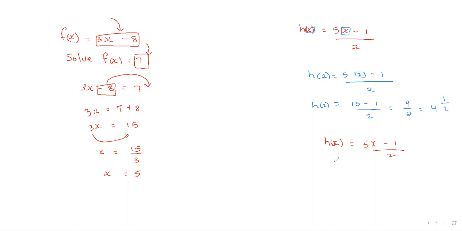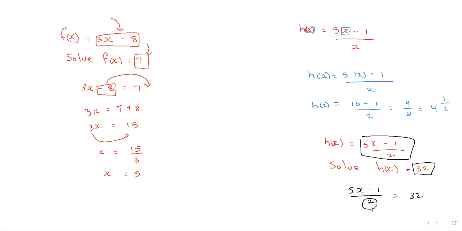But they said to solve h of x is equal to 32. Now remember, this is h of x, and h of x is equal to 32. So in other words, this is equal to 32. So following algebra, I could solve this, right?